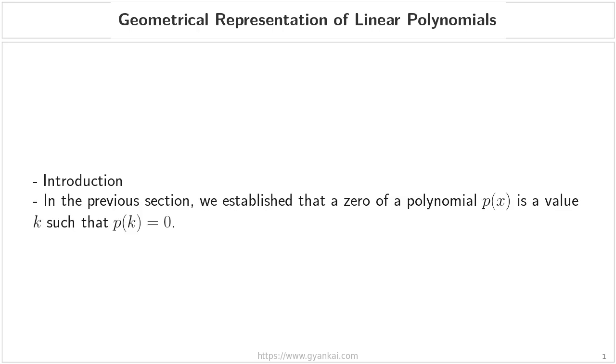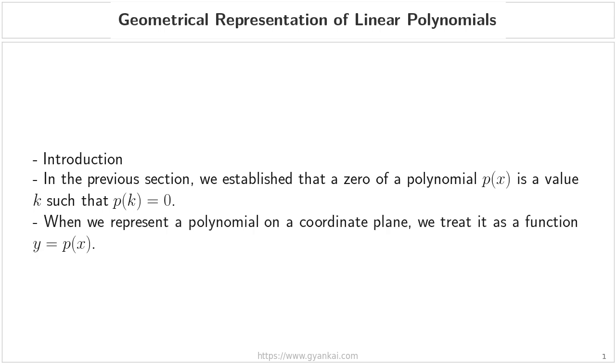To start our introduction, let's quickly recap what we learned in our previous lesson. We established that the zero of a polynomial, which we can call p of x, is simply a specific value, let's call it k, that makes the entire polynomial equal to 0. In other words, when you plug k into the equation, p of k equals 0. Now, today we are going to take that concept and visualize it.